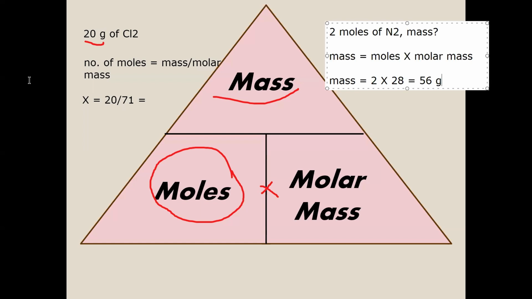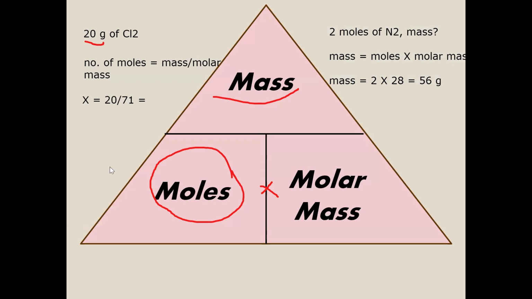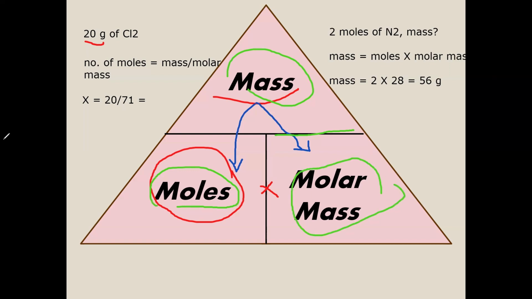So again, if you put this triangle in mind: mass at the top, and at the base it is divided into moles and molar mass. If you need to get the mass, you multiply the moles by the molar mass. The molar mass can easily be calculated from the atomic mass of the atom, which you can see in the periodic table. If you are asked about the number of moles, it will be the mass divided by the molar mass. Okay? Let's see more examples.